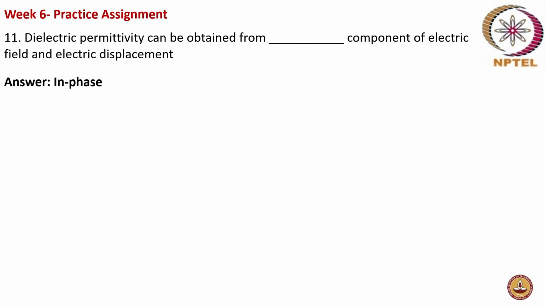Okay, when you apply a sinusoidal wave to the electric field and electric displacement, either changing the electric field and observing the electric displacement, or vice versa, when electric field and displacement are in phase, then you will get the dielectric permittivity, and out of phase will give you the dielectric loss of the material.